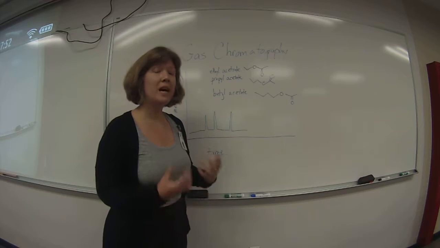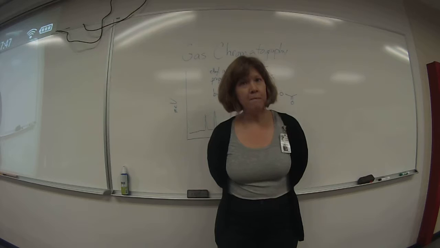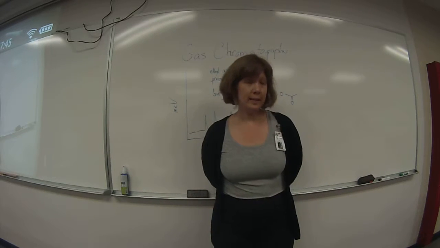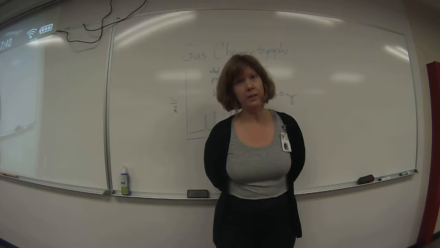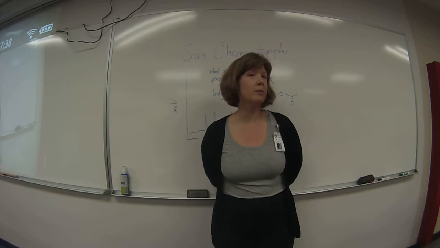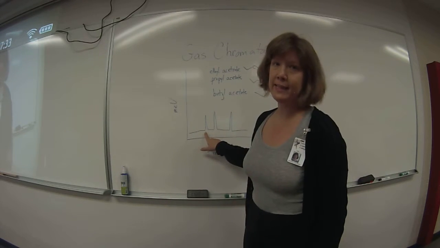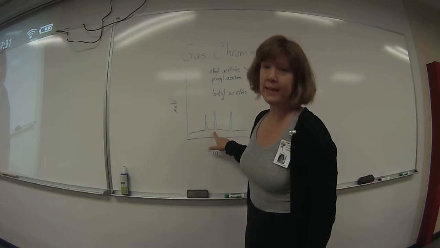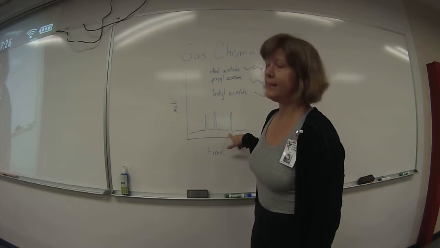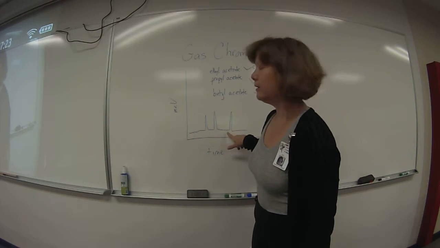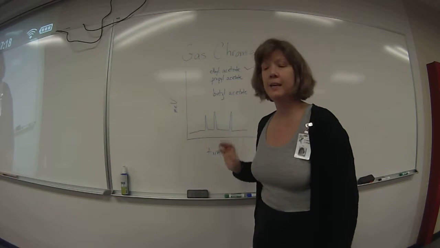And so, because the column separates these compounds by the boiling point, the compound that has the lower boiling point will come off the column first, and the compound that has the higher boiling point will come off the column later. So, in the graph you can tell the first peak will be ethyl acetate, the second peak is propyl acetate, and the third peak is butyl acetate. So first peak, second peak, third peak are ethyl acetate, propyl acetate, and butyl acetate.